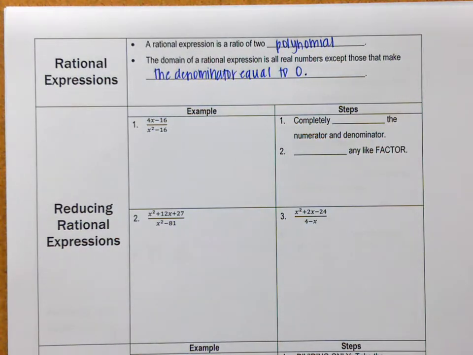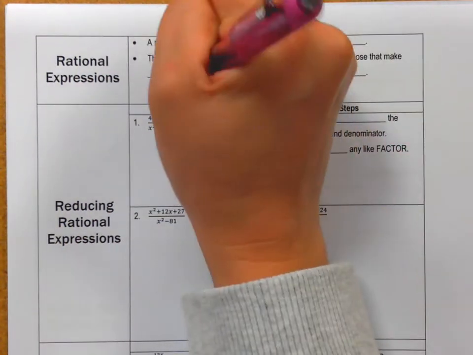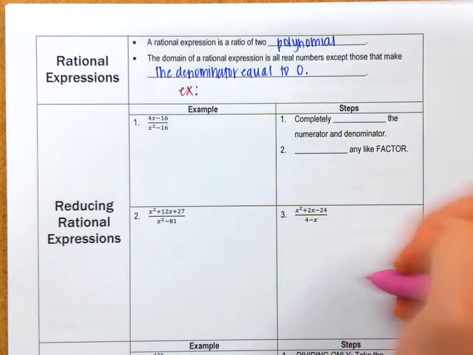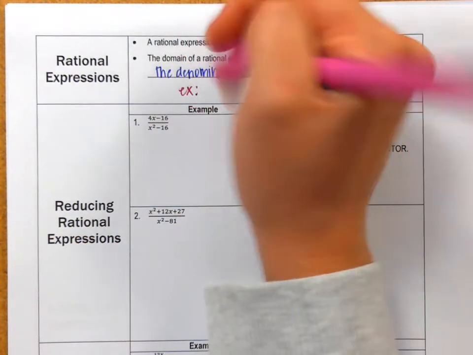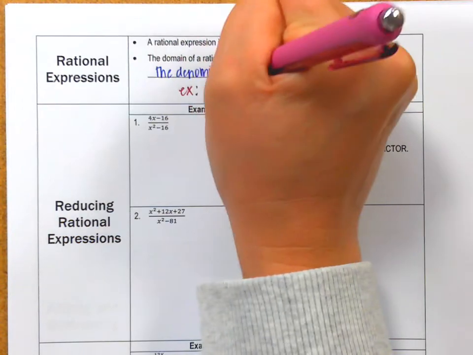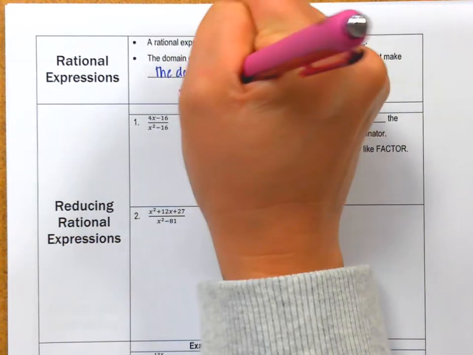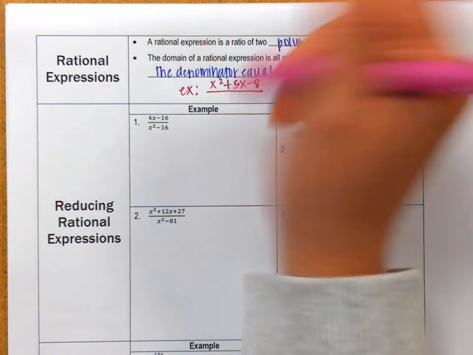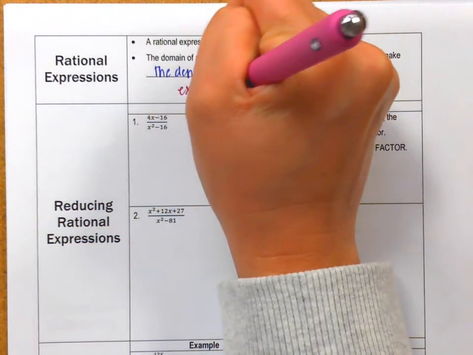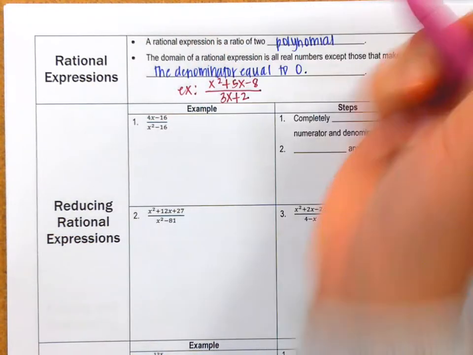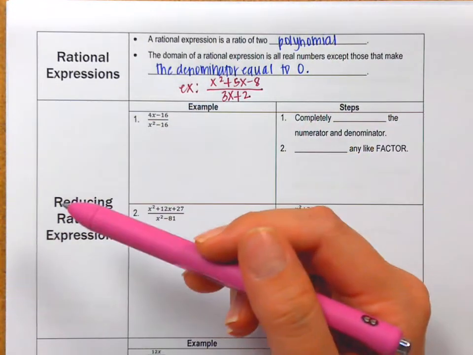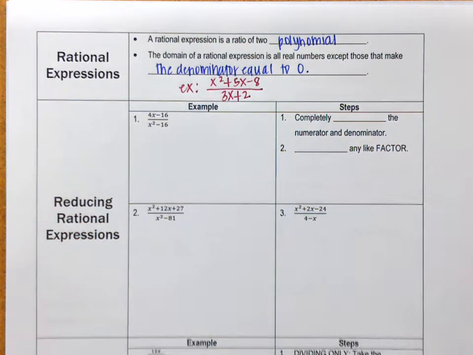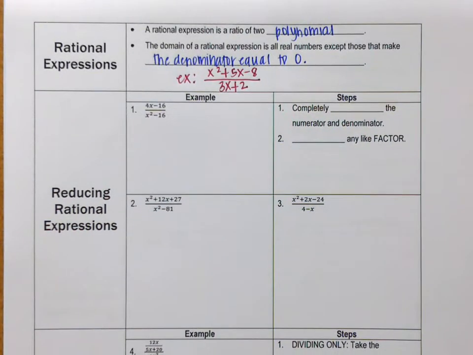So an example of a rational expression, even though we have a plethora of examples down there, is when we have a polynomial on top, so x squared plus 5x minus 8, it could be x, it could be 2, it could be 5x, but what's most important is the variable in the denominator, so 3x plus 2. So for it to be a rational expression, it needs to have that variable in the denominator, and that is a rational expression. So first thing we're going to do is reducing rational expressions.